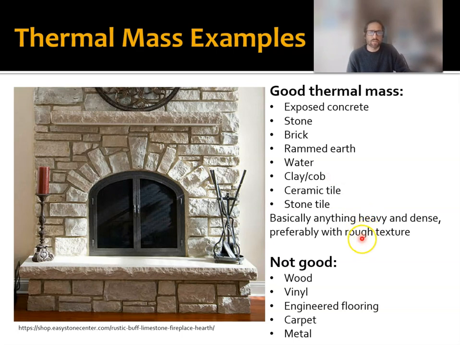So basically anything that's heavy and dense, and preferably with a rough texture, is a good thermal mass. But things like wood and vinyl and engineered flooring, carpet, metal, these are all really bad thermal masses.